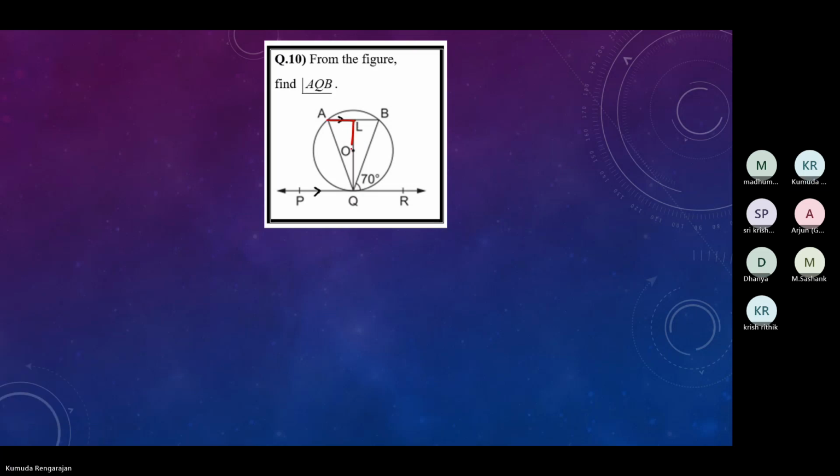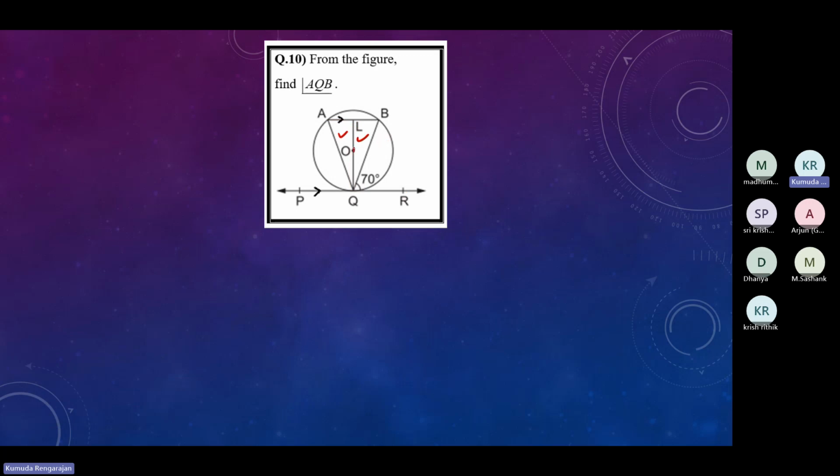Parallel line, transversal, parallel line. This is 90. Alternate angles are equal. So this is 90, which makes this also 90. So now these two triangles are right triangles.